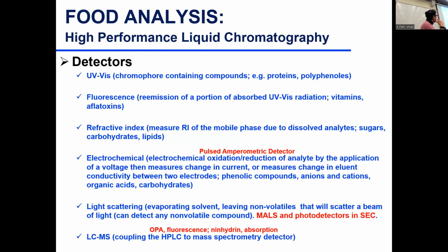Polyphenols, phenols absorb light. Color compounds, pigments, they absorb light. But sometimes you have compounds that don't absorb light, and you want to measure them using UV. You do a chemical reaction that generates a compound that absorbs light, so you can use a UV detector. So you do some sort of derivatization step that makes all the compounds you're interested in absorb light.